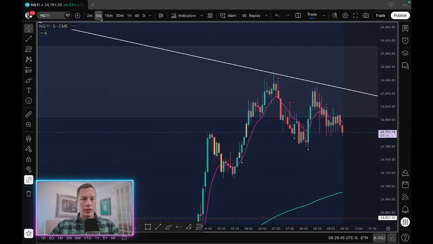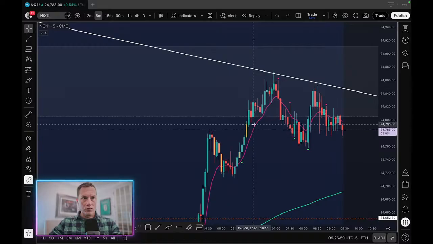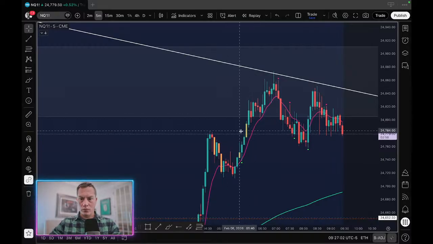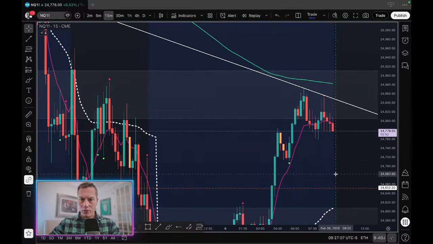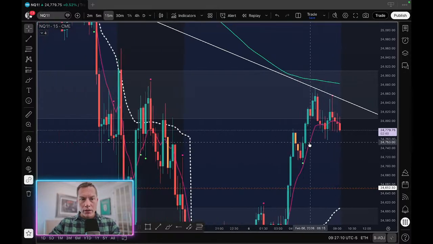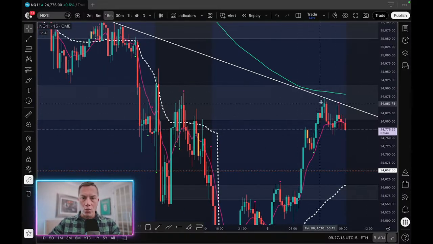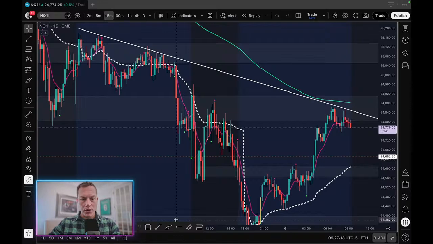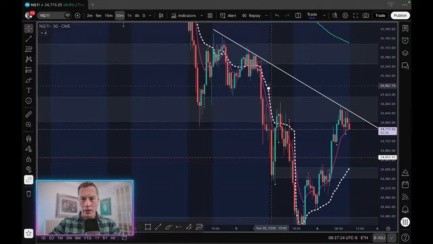Let's put our levels on here. Okay, 9:30. All right, so what are we seeing? Got some levels. So we have this liquidity area. We do have this trend line here. Gotta watch that trend line. Let's see right here.